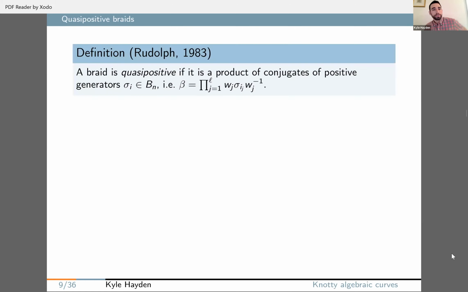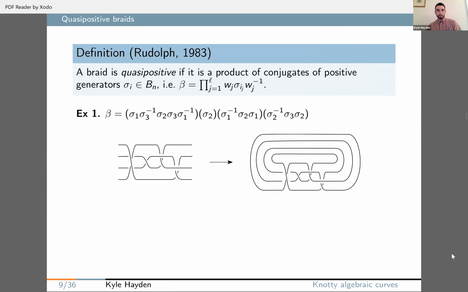So the starting point is a definition of Lee-Rudolph, which considers a special type of braid known as a quasi-positive braid. A braid's quasi-positive if it's a product of conjugates of the standard positive generators in the braid group. A braid would be positive if it was a product of just the positive generators. And here it's a product of conjugates of the positive generators.